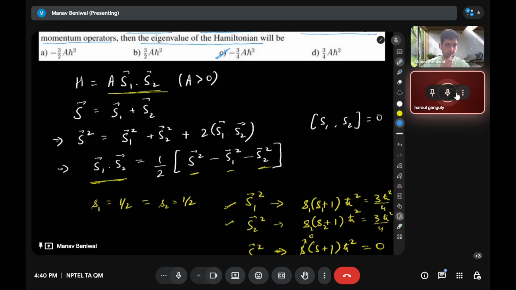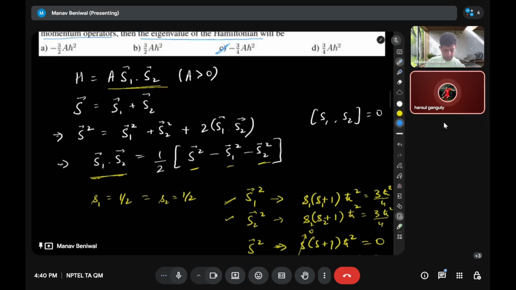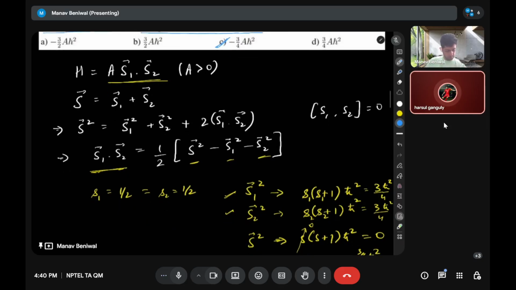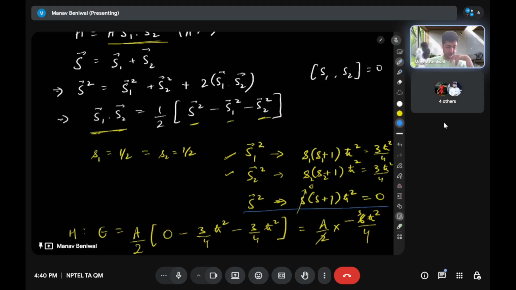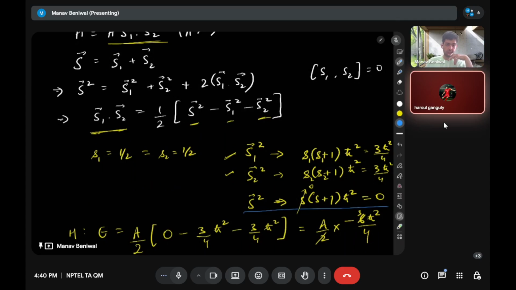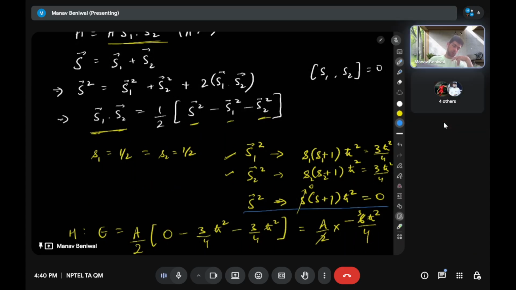One thing is I did not understand this part where S1 squared gives rise to S1 into S1 plus 1 h bar squared. Maybe I do not know the relation, which is why I'm asking. This one. The one in yellow. Yeah, I got it.